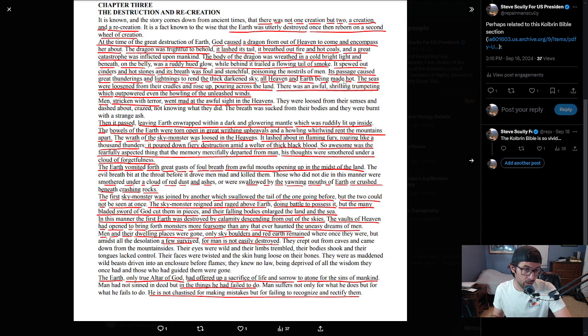Although that kind of counters with what they were saying, the ice thing. Although something we'll see in a moment will actually be fine.